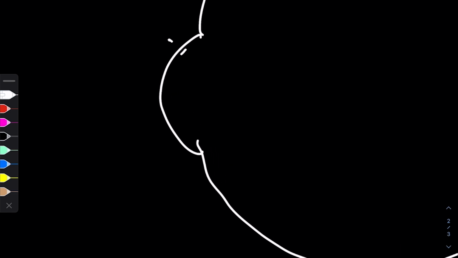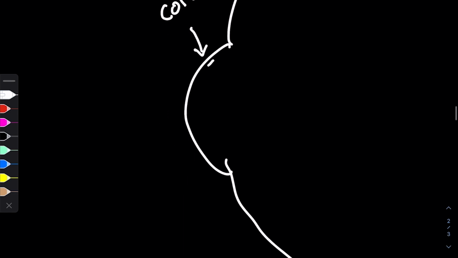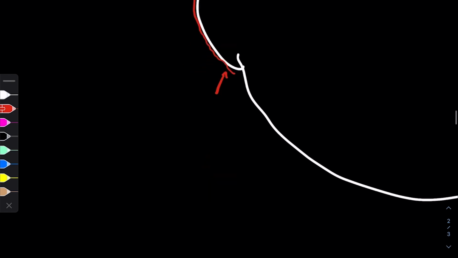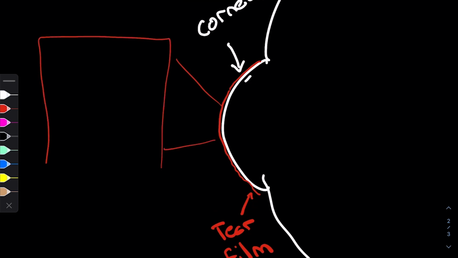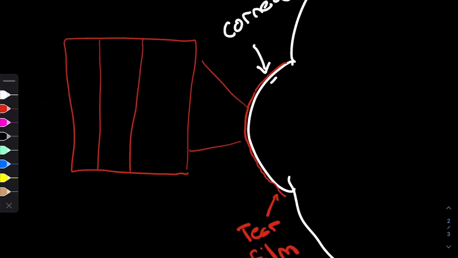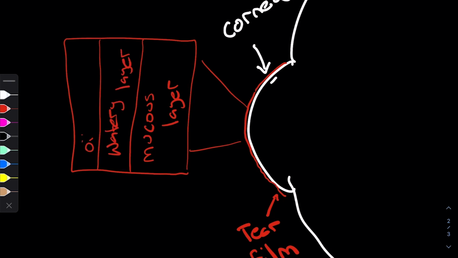Just to make sure that everyone understands what the concept of tear film is, just because it's not super clear, I'm going to draw one more model eye over here. I'm going to label the cornea. That's the front of the eye. And then just in front of that in the red, I'm drawing the tear film labeled as well. And when we take a cross section of that, you can see the tear film has three different layers. It has a mucus layer on the bottom, watery layer in the middle, and an oil layer on top.